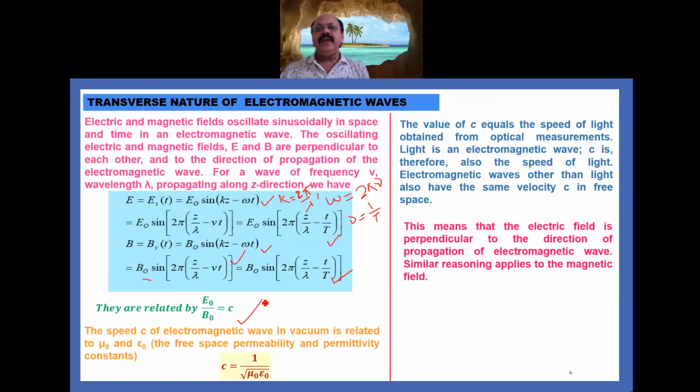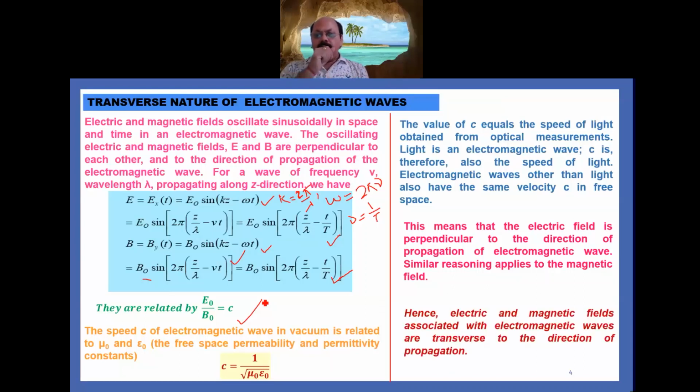This means the electric field is perpendicular to the direction of propagation of the electromagnetic wave. Similarly, the magnetic field is also perpendicular to the direction of wave propagation. So that's why we say that the electric and magnetic fields associated with electromagnetic waves are transverse to the direction of wave propagation. So that's why we say that electromagnetic waves have a transverse nature.